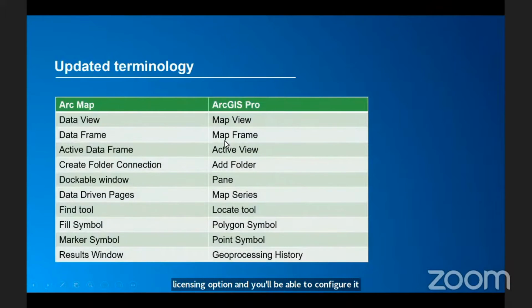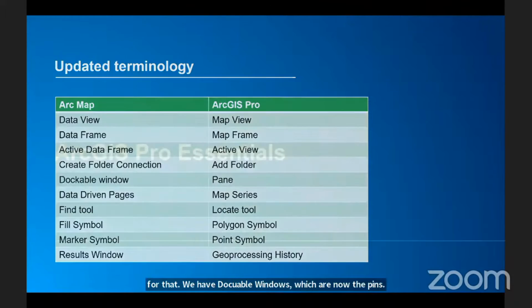So these are some of the terminologies that were in ArcMap and have been updated in ArcGIS Pro. We have the data view, which has now become the map view. Data frame is now the map frame. We had create folder connection; now we just use add folder. We have dockable windows, which are now the panes. Data-driven pages are now the map series, and so on and so forth.